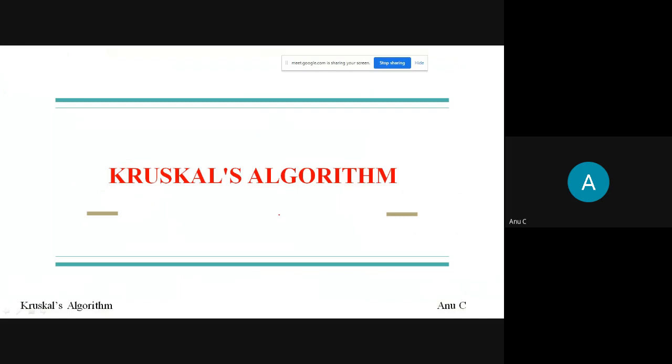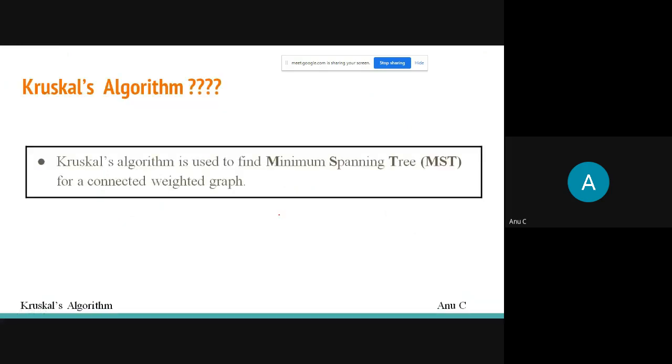Hi all, in this video I am going to discuss Kruskal's algorithm. Kruskal's algorithm is used to find minimum spanning tree for a connected weighted graph. Basically, two algorithms are used to find minimum spanning tree. One is Kruskal's algorithm and another one is Prim's algorithm. In this session, I am going to explain Kruskal's algorithm.